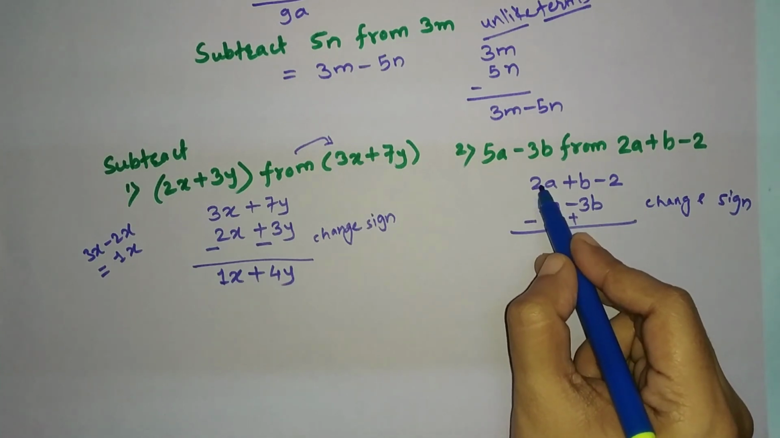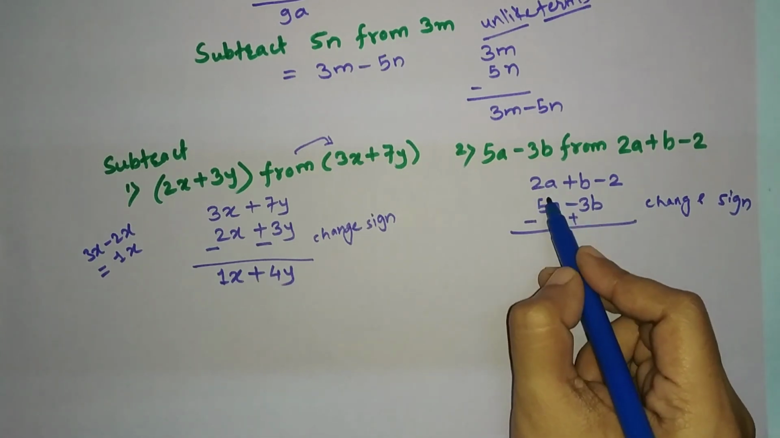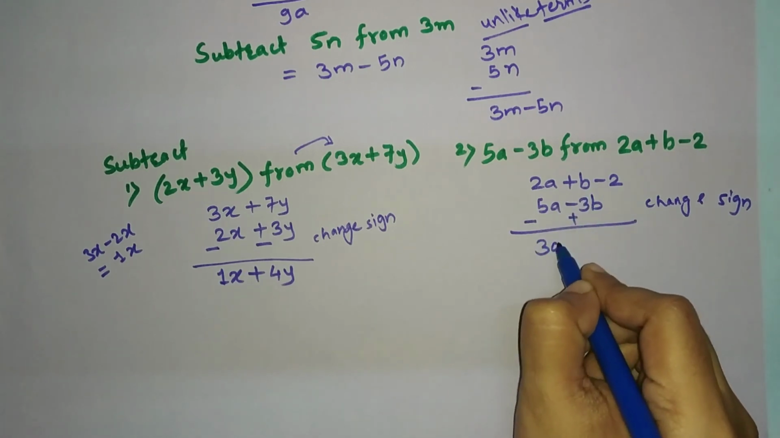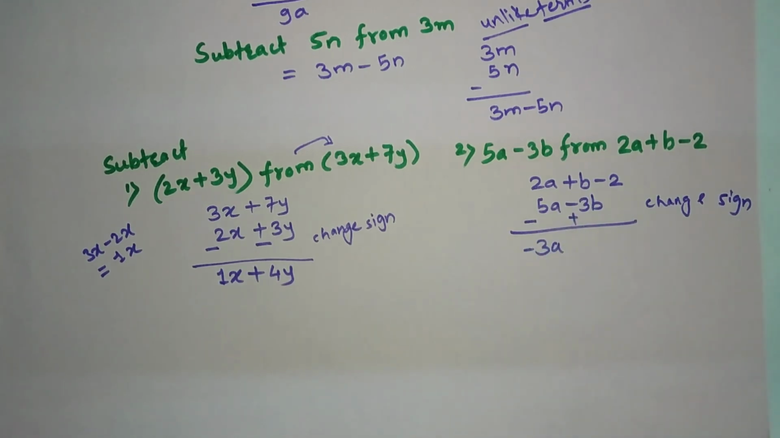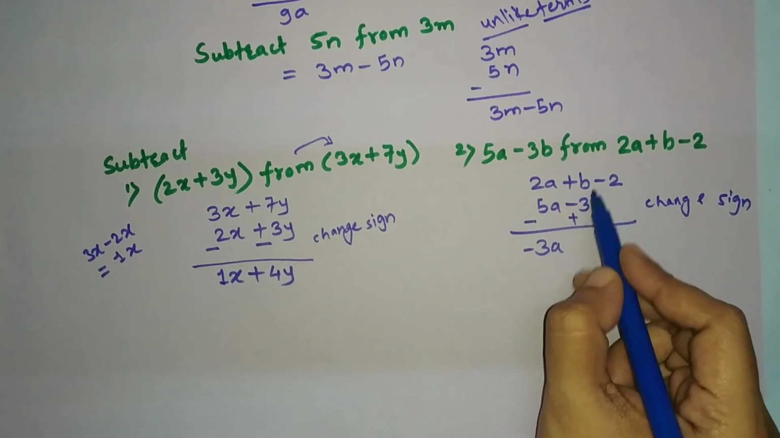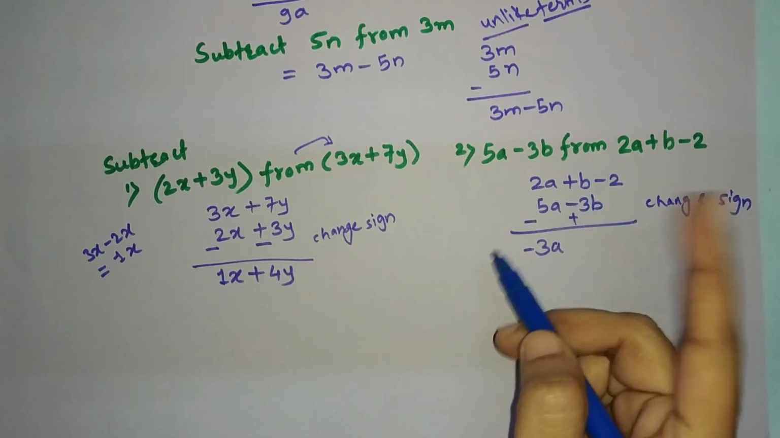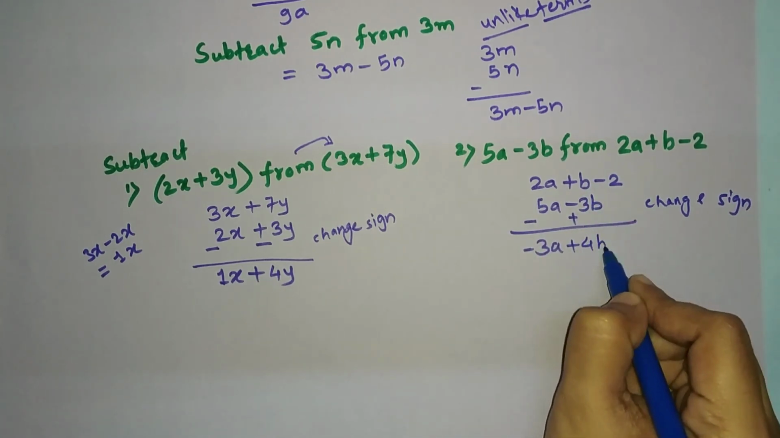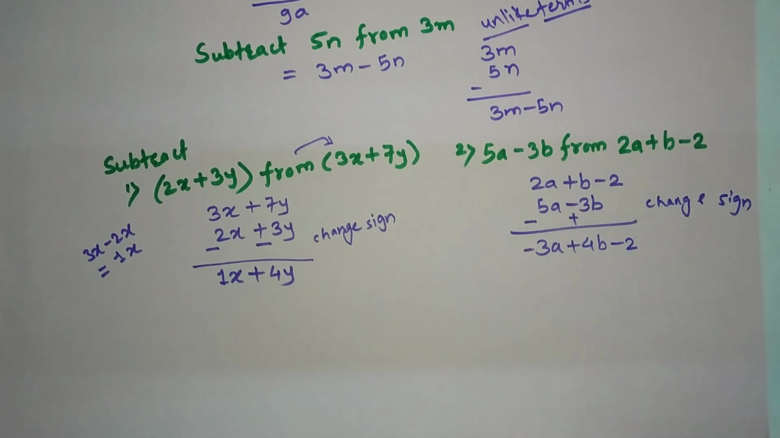So here it is 2a minus 5a. 2a is smaller, we need to subtract it from 5a, so we'll get a 3a. And the bigger number's sign, that is minus 3a. Plus b plus 3b. So here the coefficient is 1. If nothing is there, by default 1 is there. Plus 1 plus 3 is plus 4b. And we'll write down this minus 2 as it is.